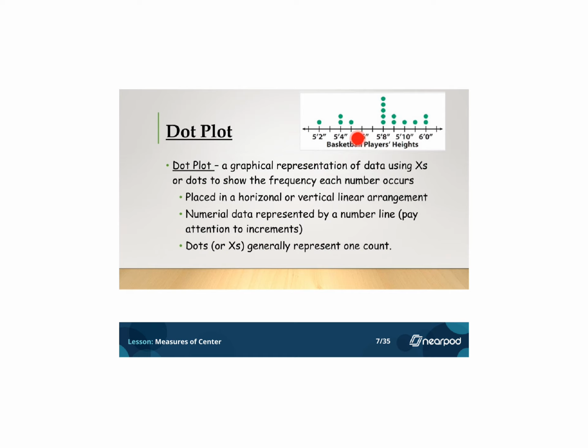If I look at the next one, there's no height right there, but I know that the increment is going by 2. So what's in between 5 feet 4 inches and 5 feet 6 inches? 5 feet 5 inches. On that mark, how many dots are on top? 1. So you know that there's one basketball player that's 5 feet 5 inches. If I go all the way to 5 feet 8 inches, how many dots do I count? 1, 2, 3, 4, 5. So there are 5 basketball players that are 5 feet 8 inches, and so on. So you read the graph the same way as we read these other heights.